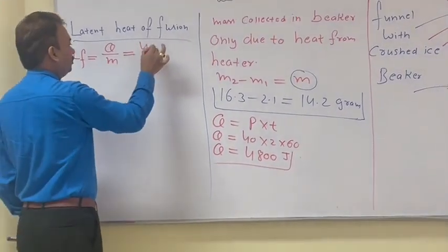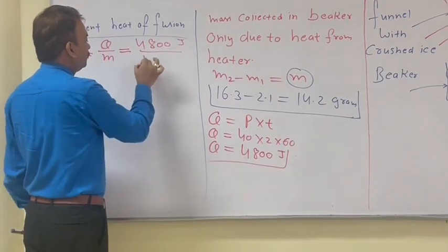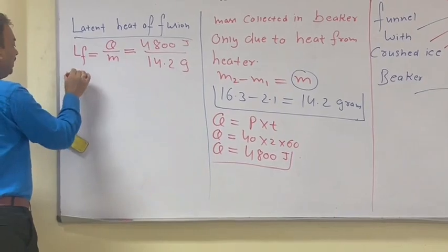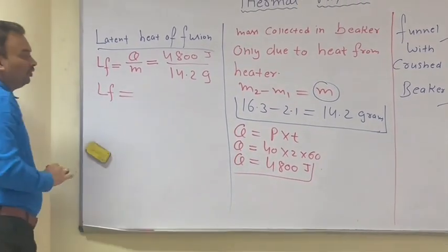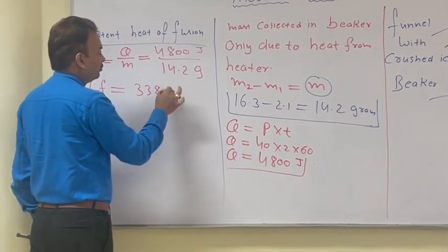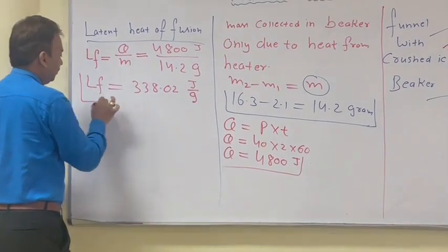So this is 4800 joule divided by M, which is 14.2 gram. So LF, after doing the calculation, will be equal to 338.02 joule per gram. That will be the latent heat of fusion, right?